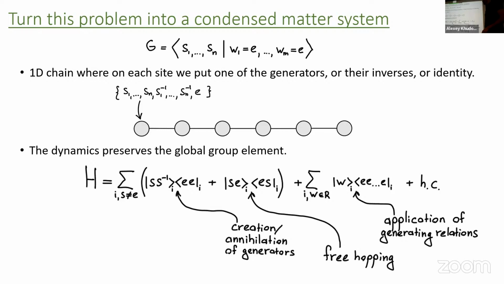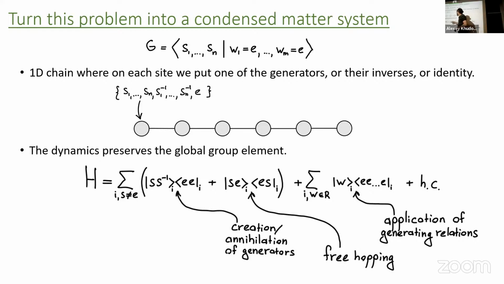And now we have to introduce some dynamics. So we have to write down the Hamiltonian, and we do it in the following way. There are 3 terms. The first 2 terms are universal for any group. Sorry, I forgot to say that we want to introduce the dynamics in such a way that the global group element to which the word multiplies is preserved. So we can do some local updates on our word, but only in such a way that the global group element is preserved. So what can we do?